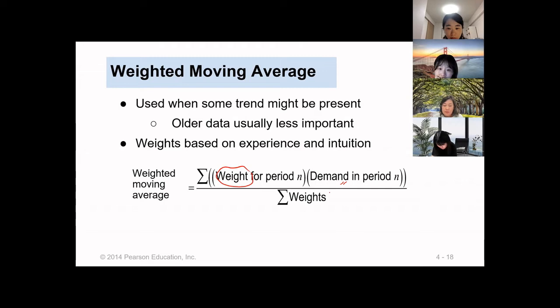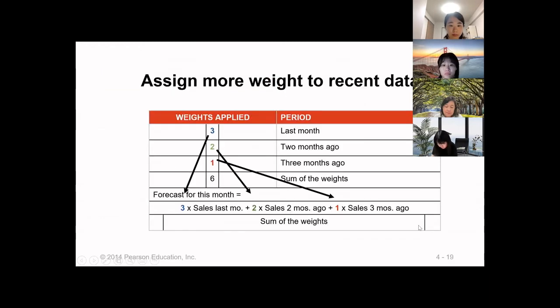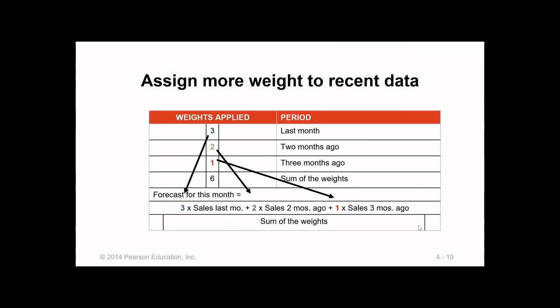Sometimes we can divide by the n also. Okay, let's look at the book example. But before that, the book gives this example: assign more weights to recent data. So the idea is to give more weight to recent data.